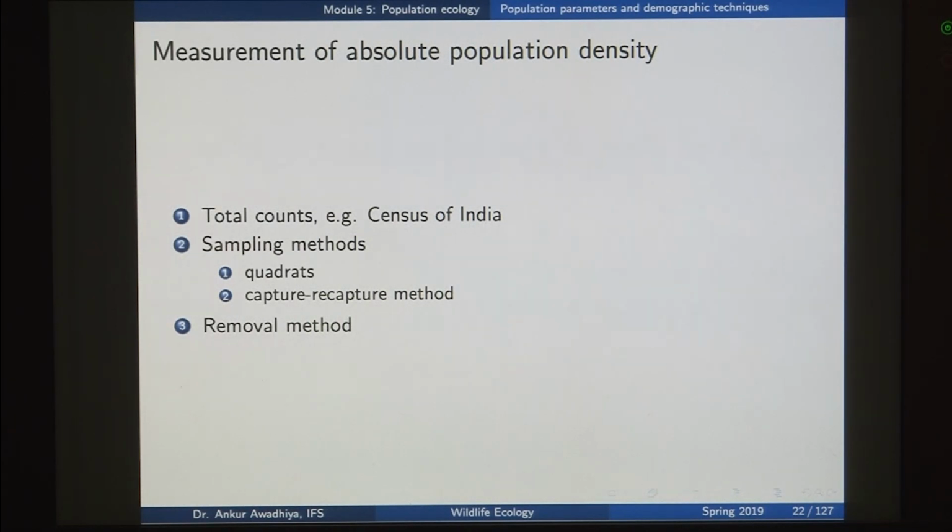And the third method is removal method. In the case of removal method, you put up traps, you kill the animals, and you look at the rate at which these animals are getting removed from the system. So, this method says that if you have more number of animals, then more number of animals would die off, and if you have less number of animals, less number of animals would die off. So, with that you can make an estimate of the number of animals that are actually present in your area. Now, this is not very useful in our Indian scenarios because we do not kill animals, but then this is also one method. So, we should know that this method exists.